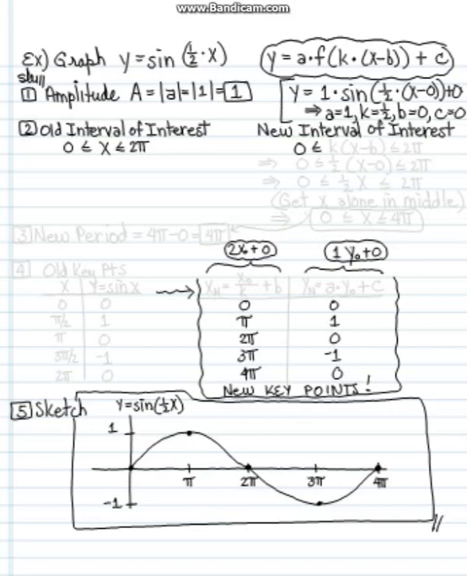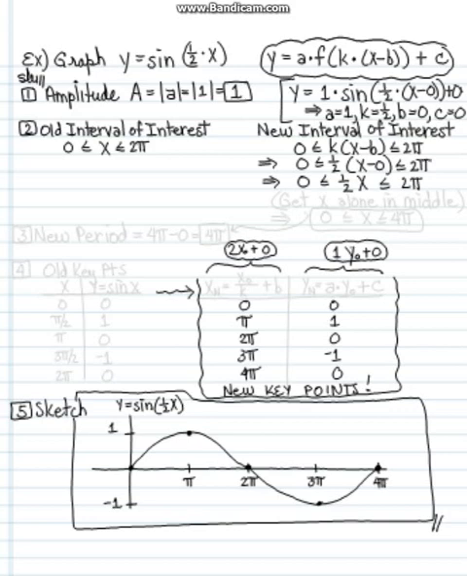So we have 0 less than or equal to k times parenthesis x minus b less than or equal to 2 pi. The 0 and 2 pi are still there because they came from the old interval. In the middle, we put k times parenthesis x minus b. What is k? K is 1/2. And what is b? B is 0. So this is 0 less than or equal to 1/2 times x minus 0 less than or equal to 2 pi. Now we just need to get x alone in the middle.